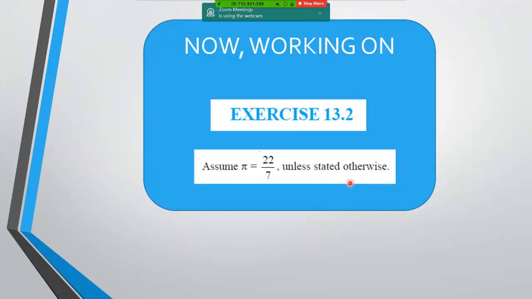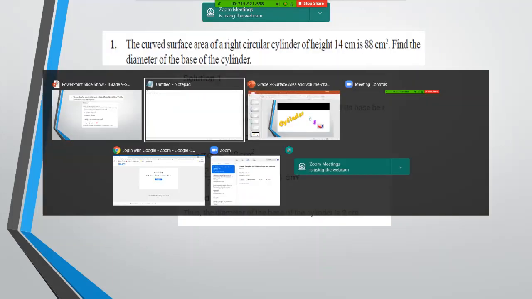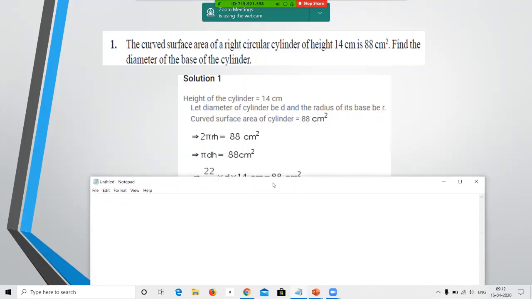Okay, see, that's why I have written it very clearly. Assume always pi as 22 upon 7 unless stated otherwise. Some questions might say it goes to 2 places of decimals, some places it might go to 3 places of decimals. So until stated otherwise, you have to take pi as only this. Fine, let's move ahead again, bringing my notepad in front of here.